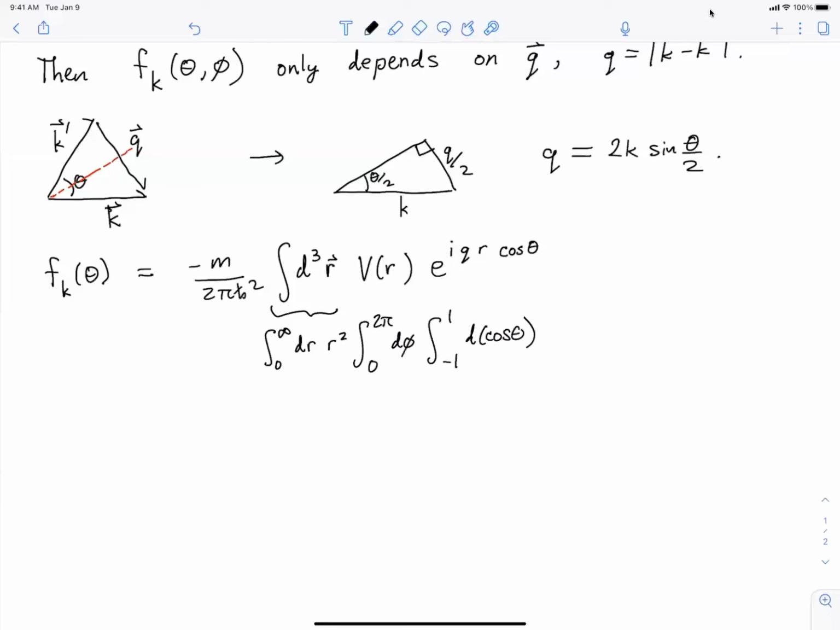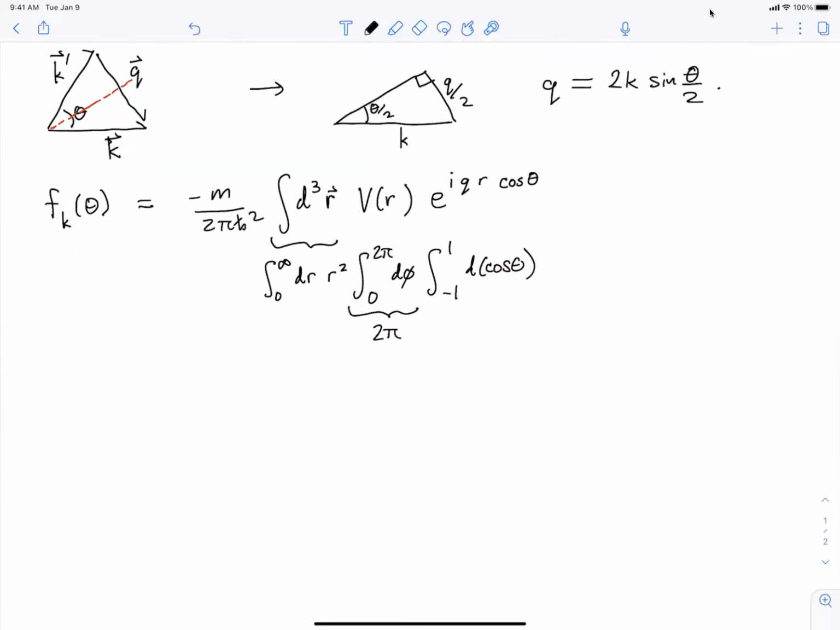Okay, so as usual, the phi integral is the easy part. That just gives us a 2 pi factor. And now we can do this integral pretty easily. So we do this one first, because we're just integrating an exponential in cosine theta with respect to cosine theta.